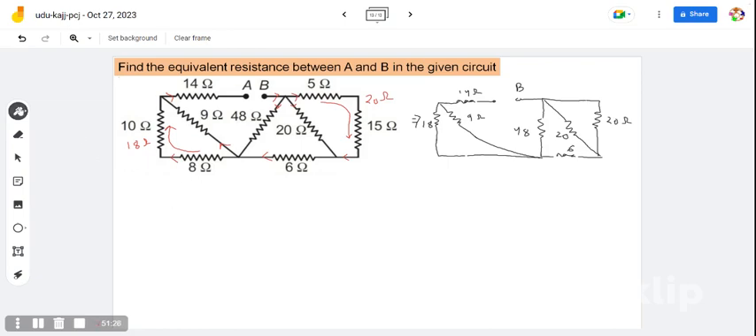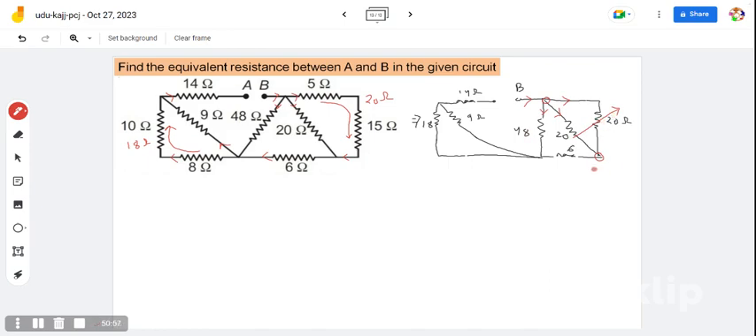Now we will again do the current distribution. So from this point current is being divided into this and this and this. Now here these two currents are getting divided and they are getting combined at this point. So between this point and this point, these two resistances will be in parallel. So what will be their equivalent resistance?